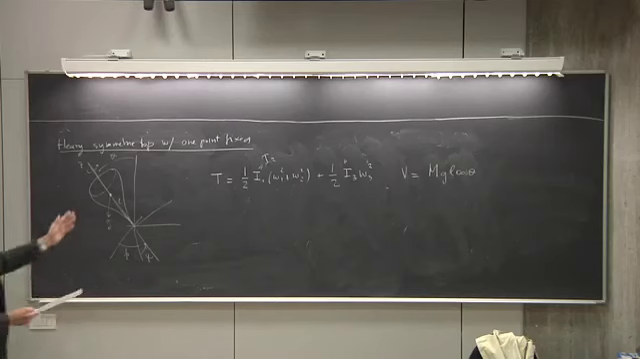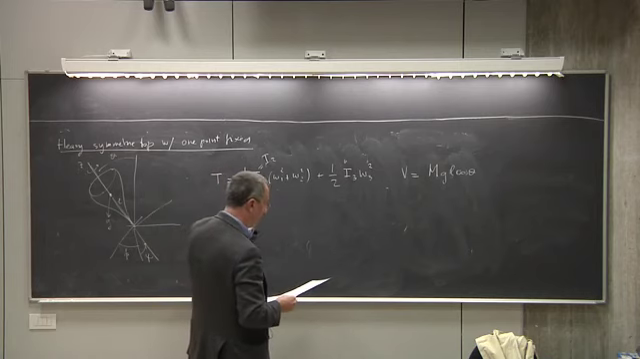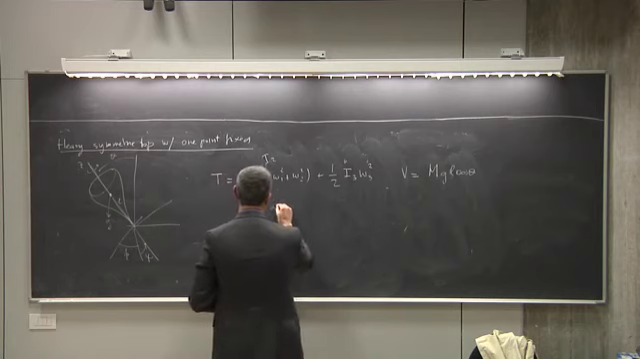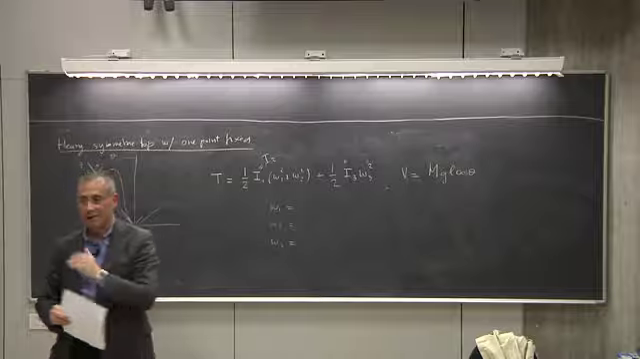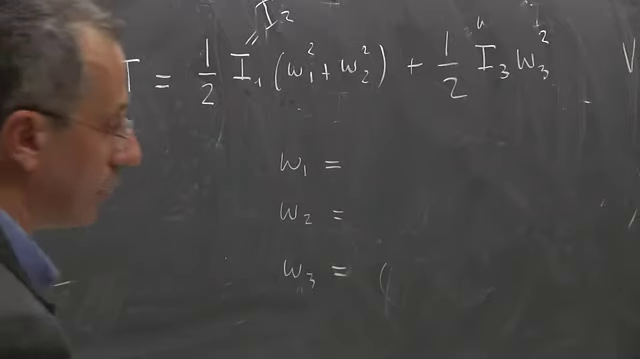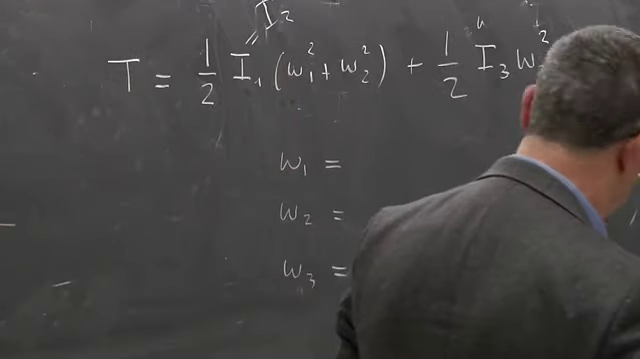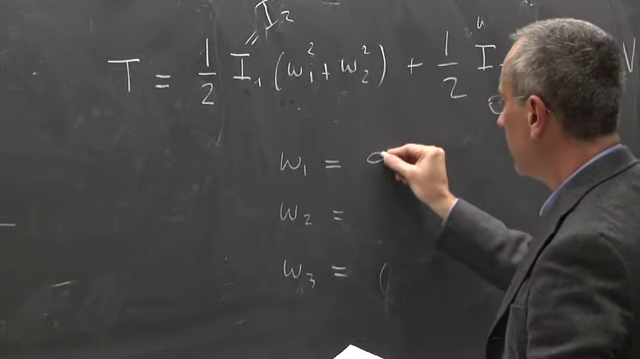Where theta is that. So as I said, to proceed from here, I need the general formula that gives me omega 1, omega 2, and omega 3 in terms of my generalized coordinates. And my generalized coordinates are the Euler angles. So this is the exercise that you are going to try and solve for the next time.